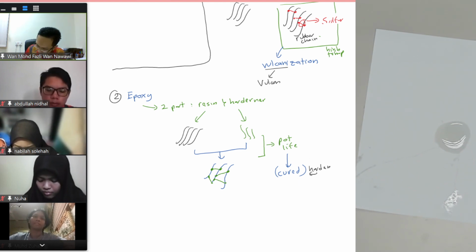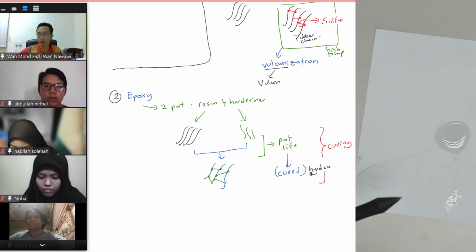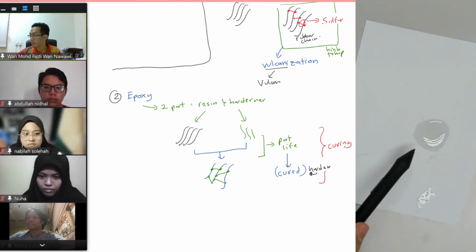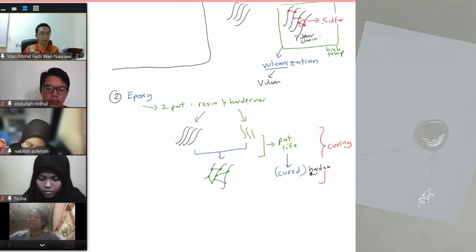So the process here, from here to here, we call it the curing process. Curing means that the reaction happens now. This cross-link is happening and so on. So the curing is happening now, and when it's hard, we call it cured. When it's still something you can play around with, we call it pot life.